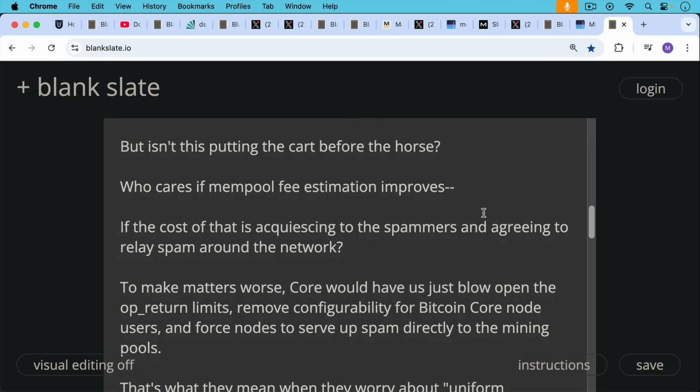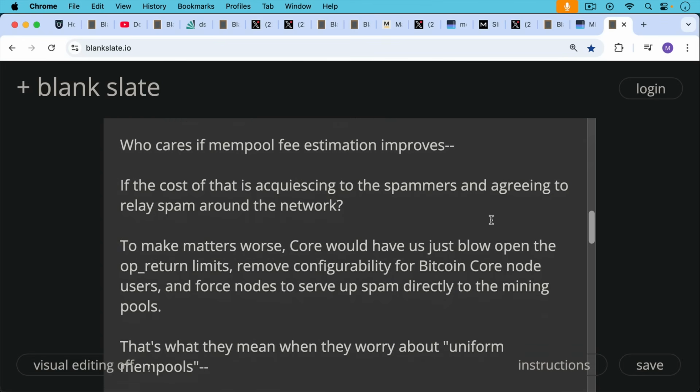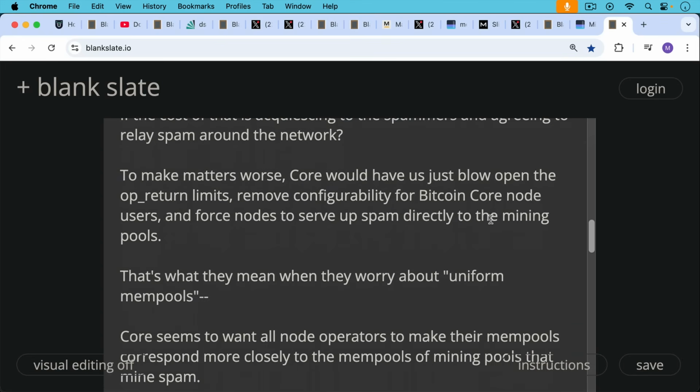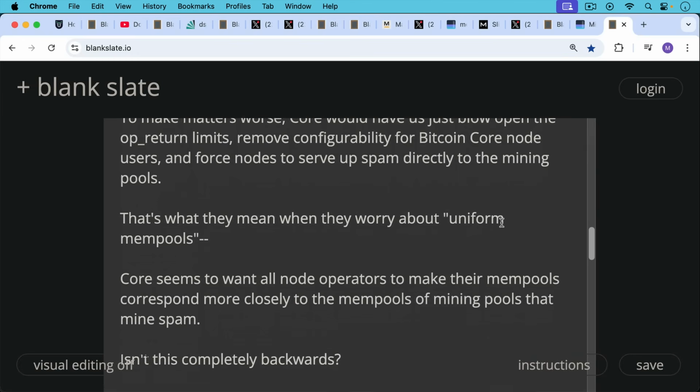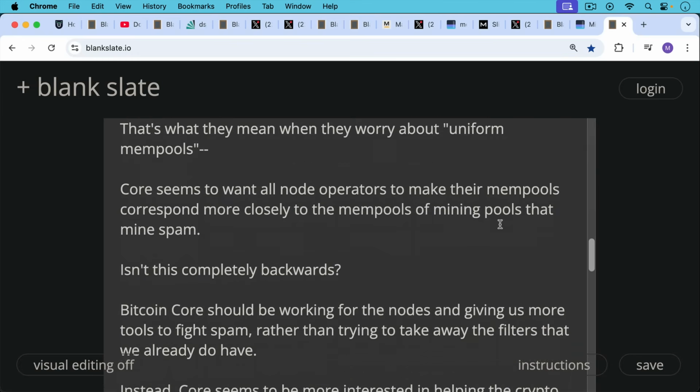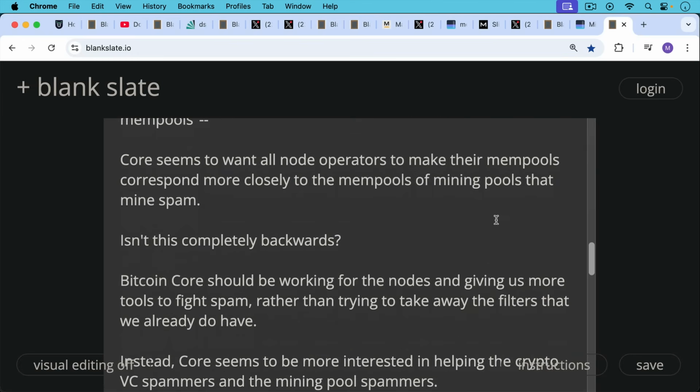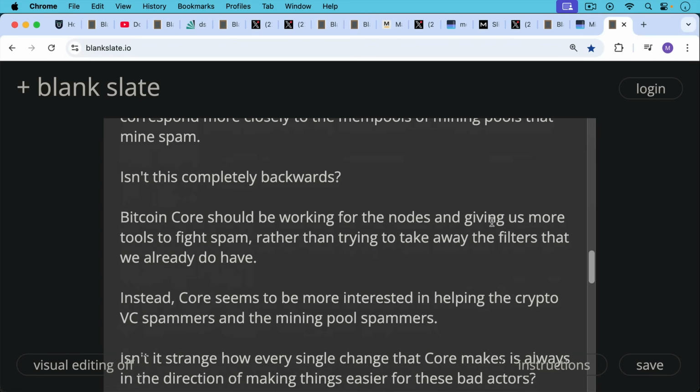And also they would force nodes, basically by doing this, to serve up spam directly to the mining pools. That's what they mean when they worry about quote-unquote uniform mempools. Core seems to want all node operators to make their mempools correspond more closely to the mempools of mining pools that mine spam. Isn't this completely backwards? Bitcoin Core should be working for the nodes and giving us more tools to fight spam rather than trying to take away the filters that we already do have.